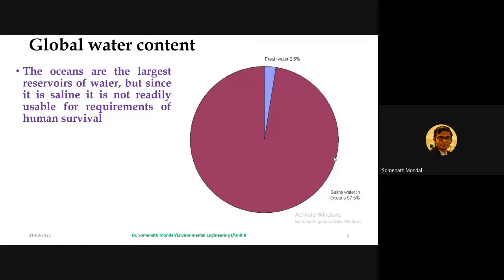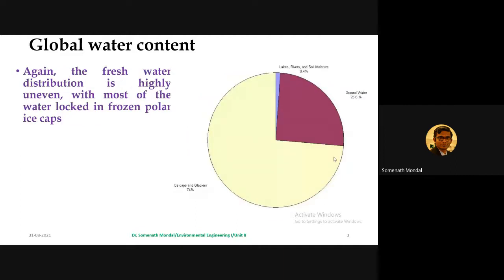There are several eco-friendly decontamination processes which people are adopting these days to ensure that those 2.5% of freshwater remain unaffected or unaltered in terms of quality even after utilization. So that is very important to remember over here. Now coming to the next slides, you will be able to understand how much of that 2.5% is available to us for direct utilization.